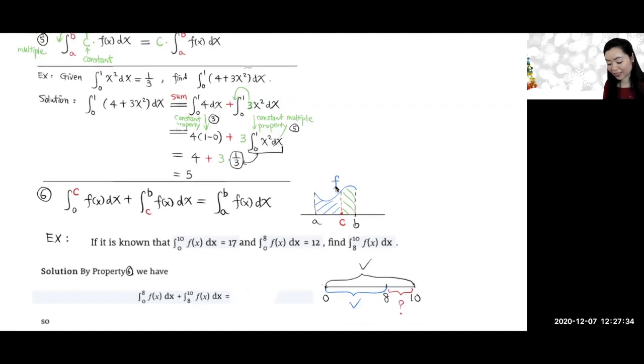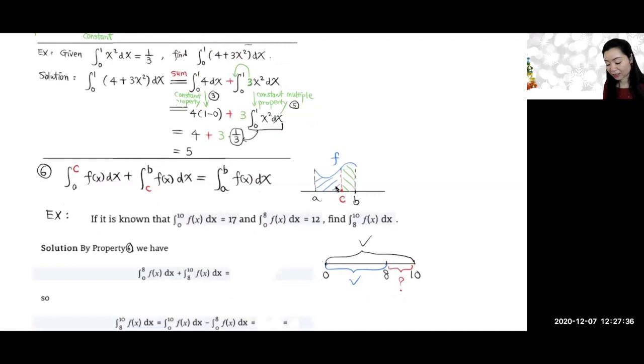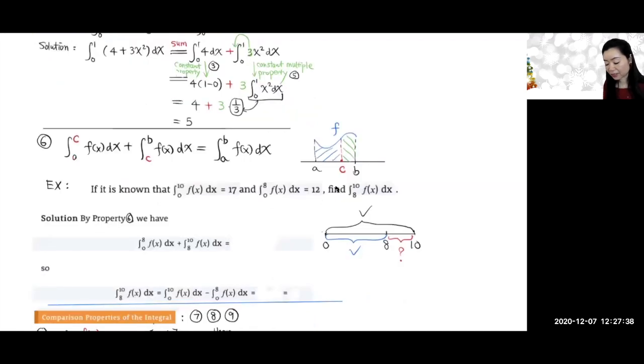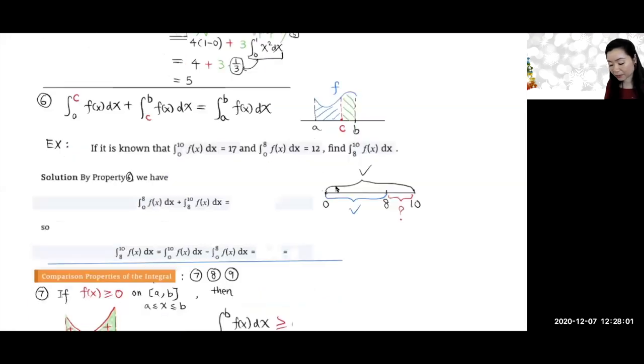Okay, number 6. This property here. So when you integrate this continuous function from a to c, and then later on from c to b, you can think about it in terms of area, right? So the area from a to c, adding the area from c to b under the curve, is equal to the area under the curve from a to b. So they will sum up to this.